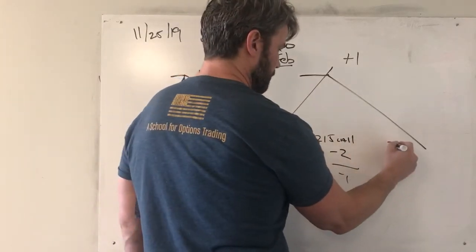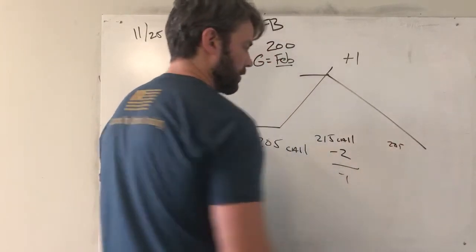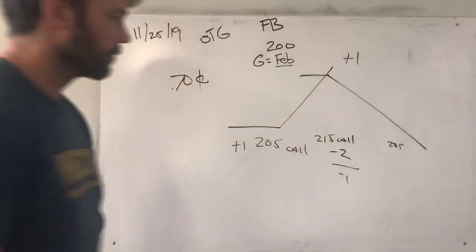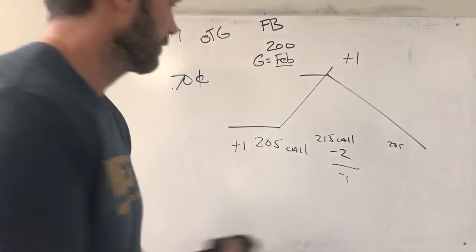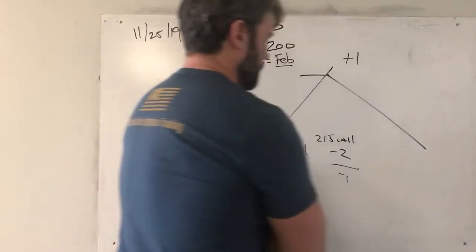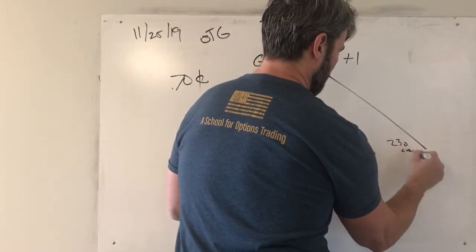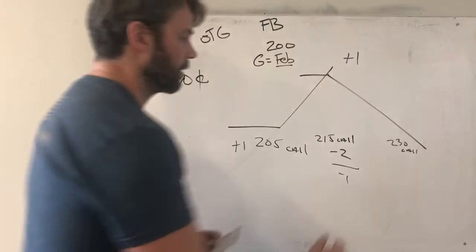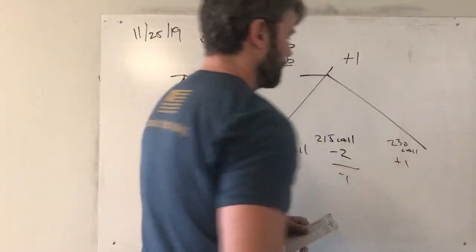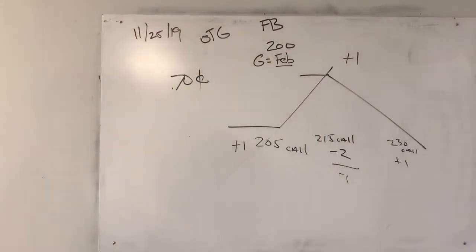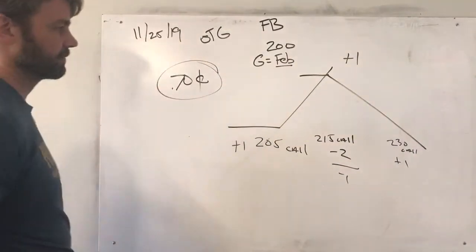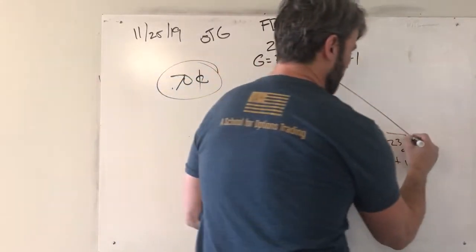Now, if this was a regular call fly, I can look, this is 10 points away. This would be the 225 call, okay? But we're not going to do the 225 call. We are going to do the 230 call to make it cheaper, okay? So I'm going to buy one of these 230 calls, and that way I can get the trade for 70 cents. So at 230, I'm going to buy one call.